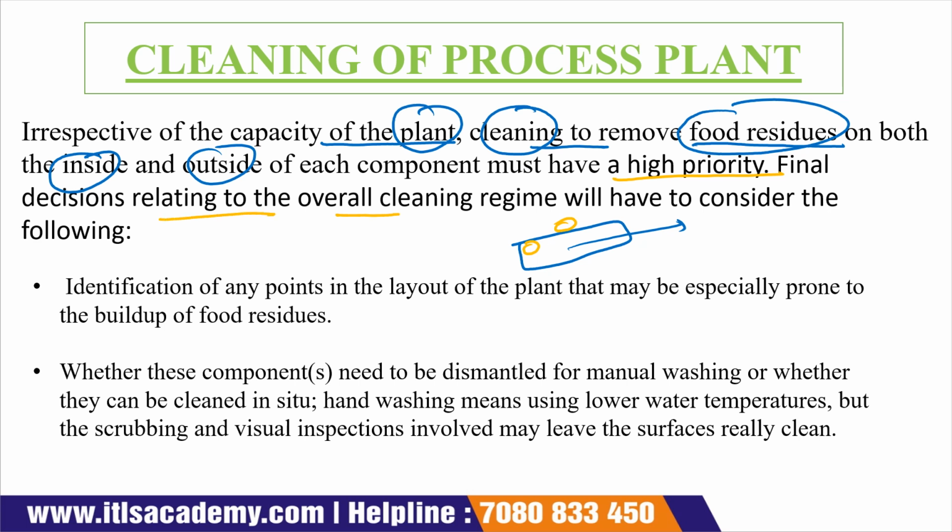Final decisions relating to the overall cleaning regimen will have to consider the following things. First, identification of any points in the layout of the plant that may be especially prone to the buildup of food residue. Then, whether these components need to be dismantled for manual washing, or whether they can be cleaned in place instead of by hand washing. Hand washing means using a lower water temperature, but scrubbing and visual inspection are involved, which leave the surface really clean. This scrubbing and visual inspection is very important.